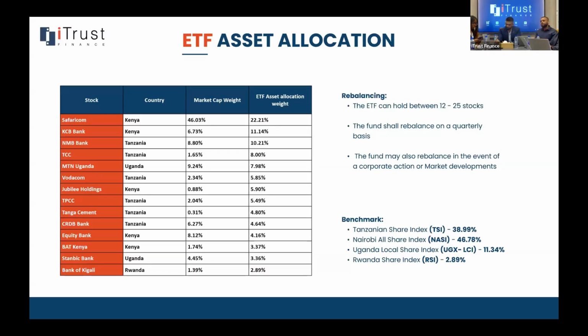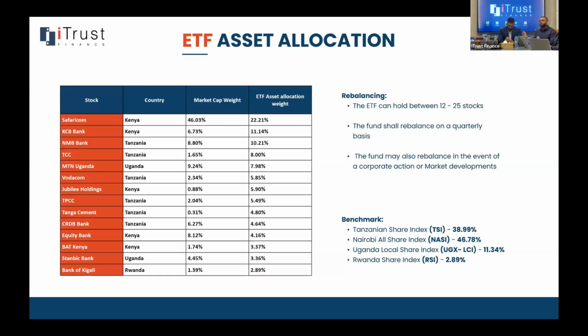This basket of securities is monitored on a daily basis by our research team, and we have a quarterly rebalancing basis. The fund may also rebalance in the event of corporate actions. For example, Tanga Cement and Twiga Cement have a common largest shareholder, which means if in the future they chose to merge, which would be the corporate action in this case, we would have one less stock in the portfolio. The other may also be true.